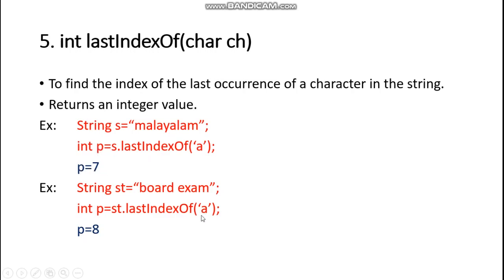And here I'm checking A. I'm starting from here. Yes, here I am finding the letter A. So A's index position is 8. That means 0, 1, 2, 3, 4, 5. Space is also counted. After 5, 6, 7, 8. So the index position of A is 8. So I'm starting from the last index of the string.